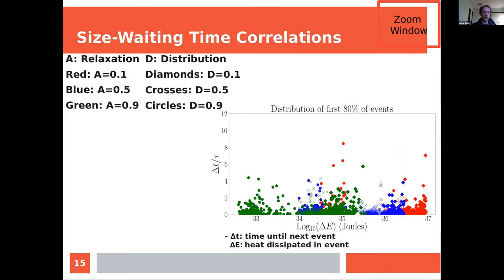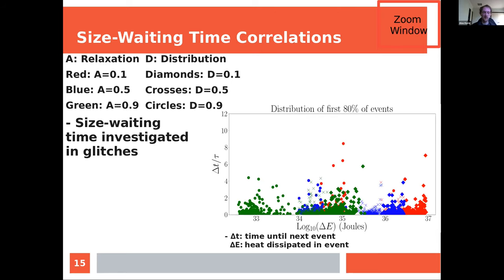The next thing we looked at was size waiting time correlations. That is, if you have a large event, does that mean the waiting time, the time until the next event, is longer? Is there a relation between how large an event is and how long until the next one? And this was motivated by similar investigation into glitches.